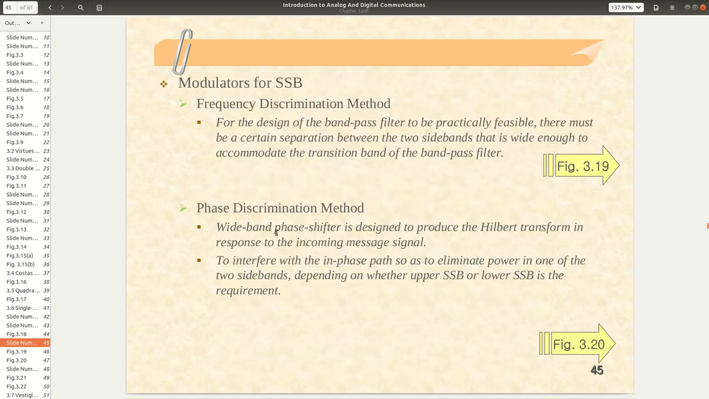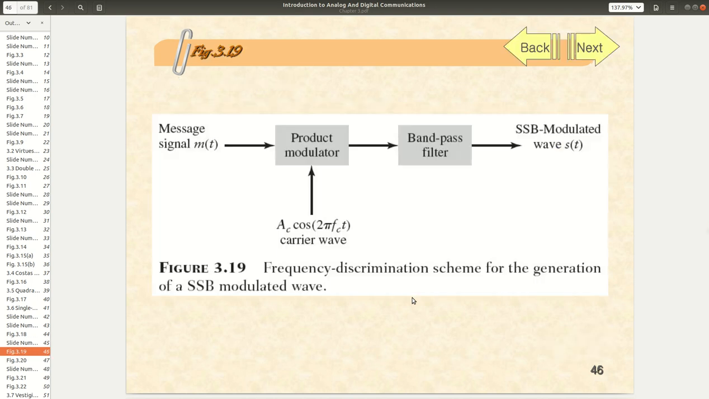And the phase discrimination method is where you discriminate the signal by changing the phase, so it will be in the null point of the other side, by using the Hilbert transformer. So you use the Hilbert transformer for phase discrimination of one of the sides, to interfere with the in-phase path and eliminate the power in one of the two sidebands, depending on whether you want the upper sideband or the lower.